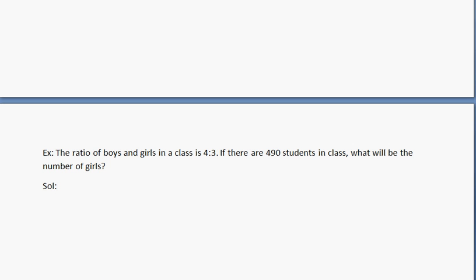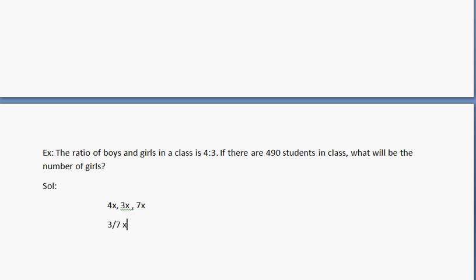So let's see how to do it. The ratio of boys and girls is 4:3, which means if there are 4x boys, there would be 3x girls, and the total number of students would be 7x, right? So we can say that the number of girls is 3/7 of the total number of students. Out of every 7x students, 3x are girls, so 3/7 are the girls, right?